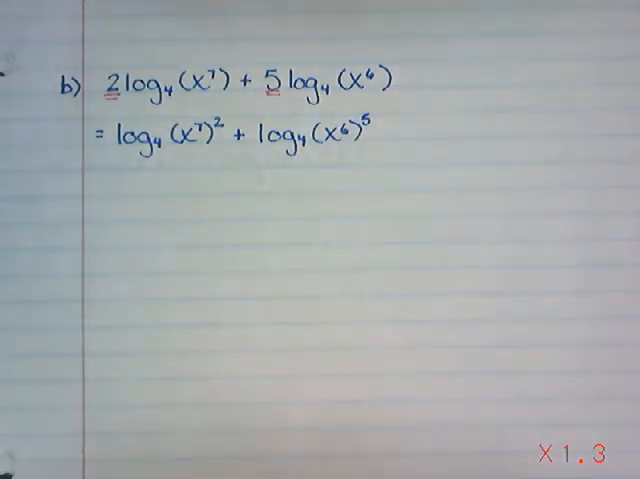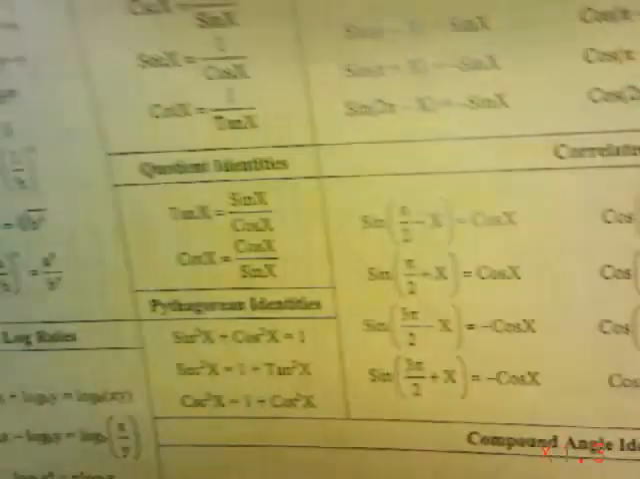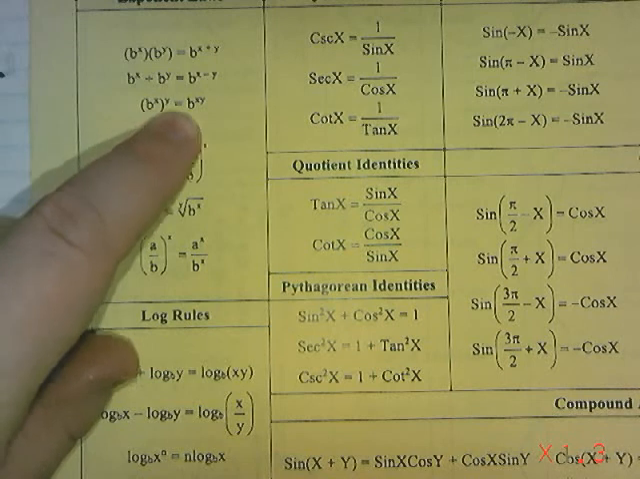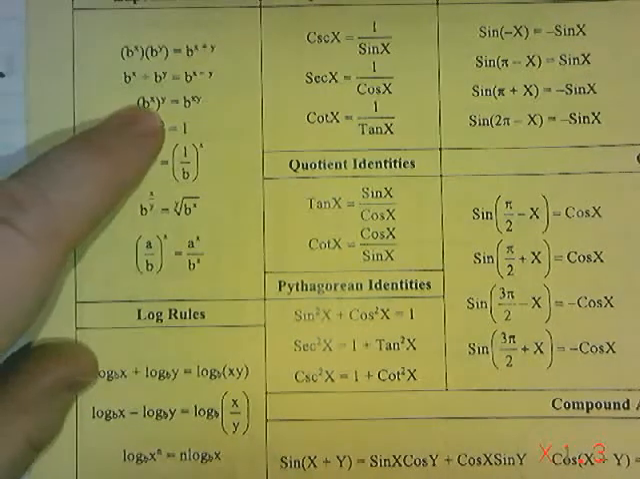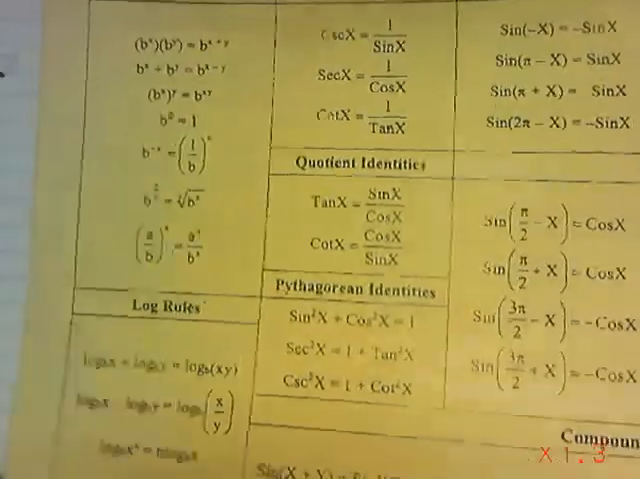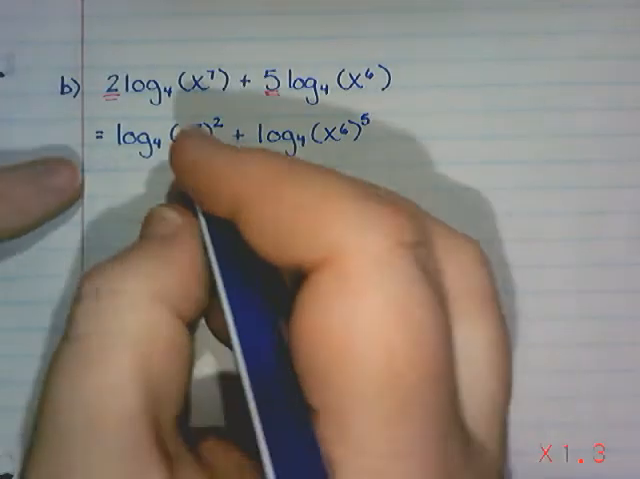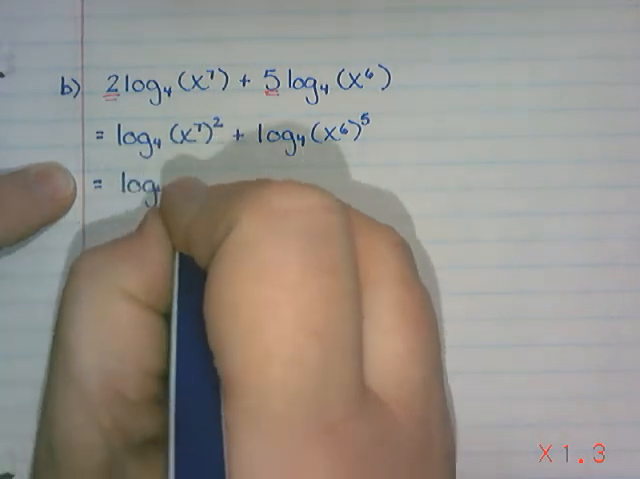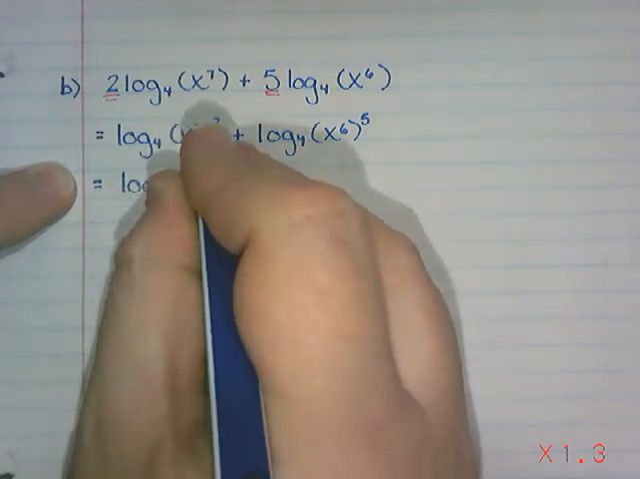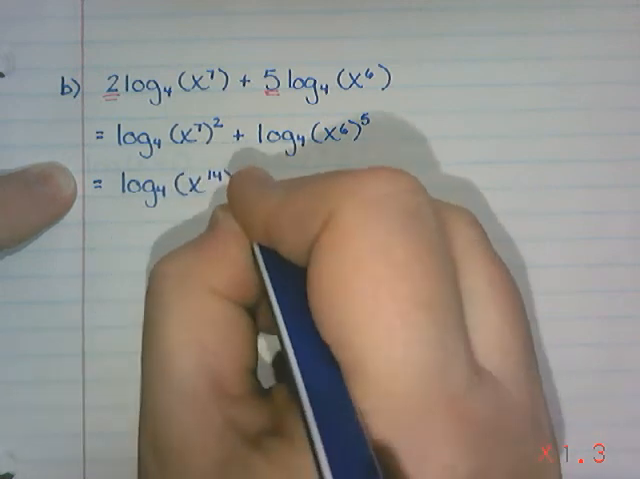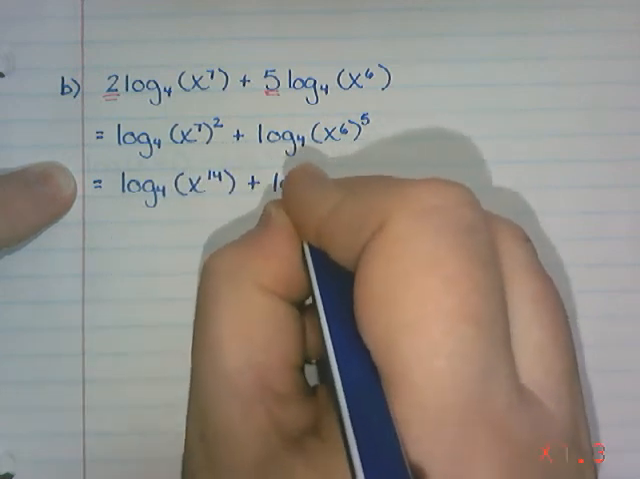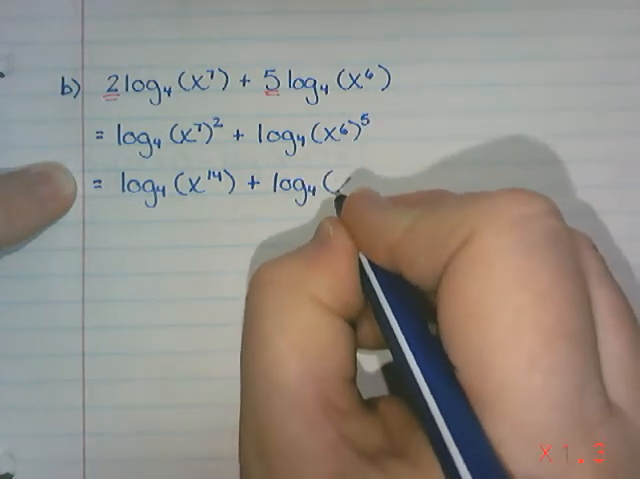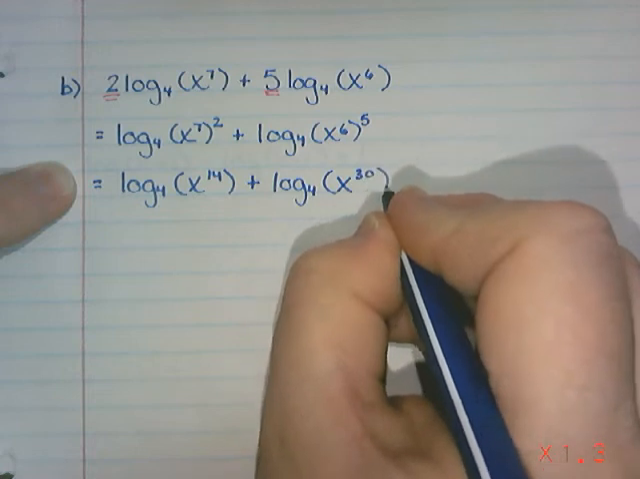Now on my sheet, I do have some exponent laws. There is an exponent law here that says b to the x to the y equals b to the x times y. So when we have a power on a power, we multiply those two powers together. So this would end up equaling log base 4 of x to the power of 7 times 2, which is 14, and then plus log base 4 of x to the 6 to the 5. I multiply those. 6 times 5 is 30. So I get x to the power of 30.